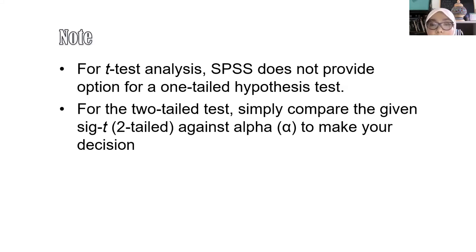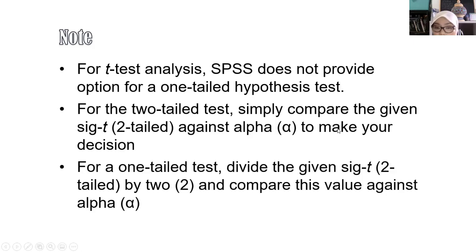Okay, for the two-tail test, simply compare the given significancy two-tail against alpha to make your decision. But if you have the non-directional hypothesis, then you need to further do the analysis manually. And then for a one-tail test, divide the given significancy by 2 and compare this value against alpha. Kalau untuk one tail means that your hypothesis is non-directional. Okay, you do not indicate specifically the direction of your hypothesis.